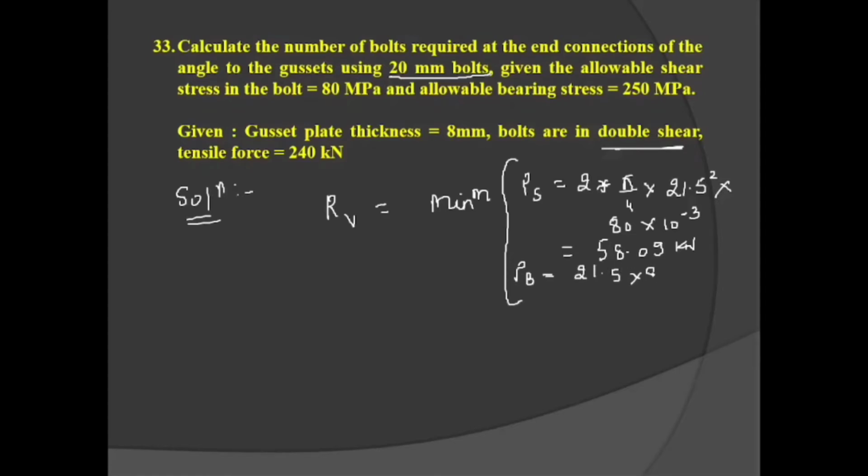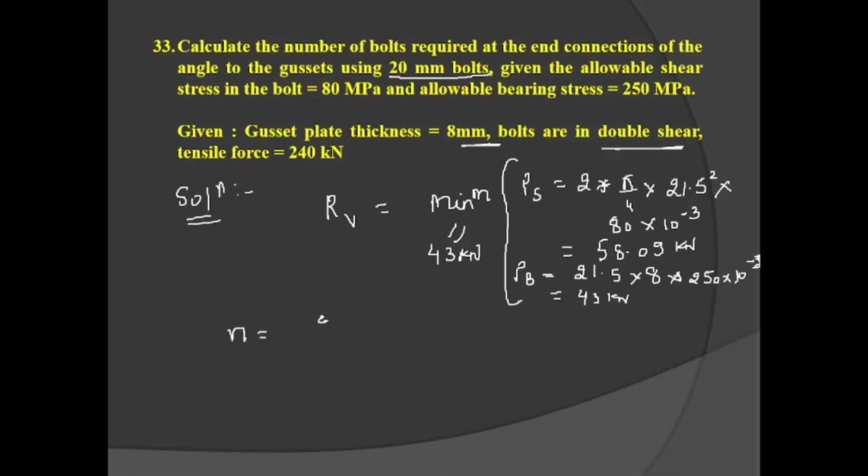Now let's calculate the value of PB, that is equal to D into T, that is 21.5 into T minimum is 8, because the gusset plate thickness is given as 8 mm, into 250 into 10 to the power minus 3. PB is equal to 43 kilonewton. So rivet value will be the minimum, that is equal to 43 kilonewton.